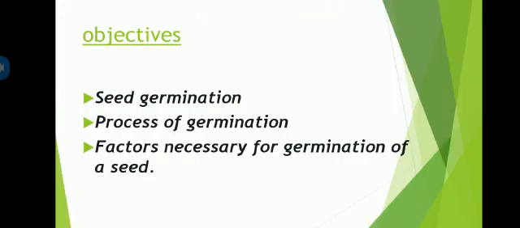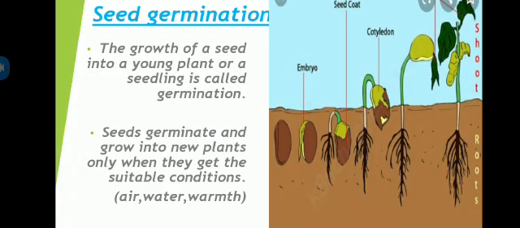Well, let's find out. In this video, by the end of this module, we will learn what germination is, what the process of seed germination is, and what factors are necessary for the germination of a seed. So first, what is seed germination? Dear students, the growth of a seed into a young plant or a seedling is called germination. That means the process by which a seed that gets all the suitable conditions grows into a plant is called germination. The young plant is called a seedling.